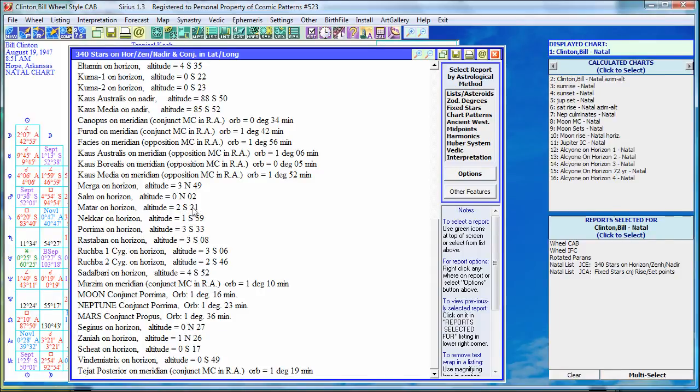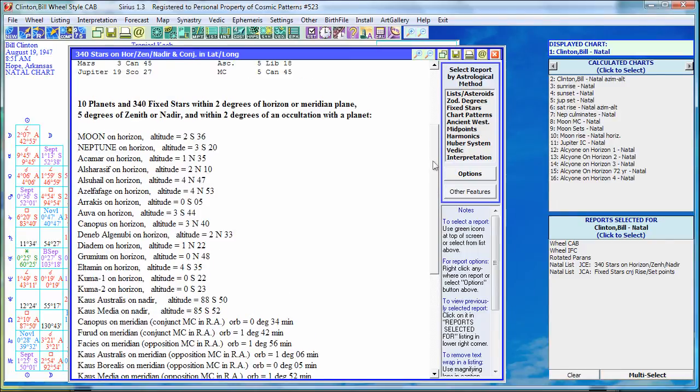It was a little further from the horizon at 2 degrees 21 minutes south, meaning below the horizon. So you can see it visually in the sky map, and here's a listing telling you what stars are on the horizon. And we can see when Bill Clinton was born, in his birth chart, the Moon was close to the horizon, about 2.5 degrees below the horizon.